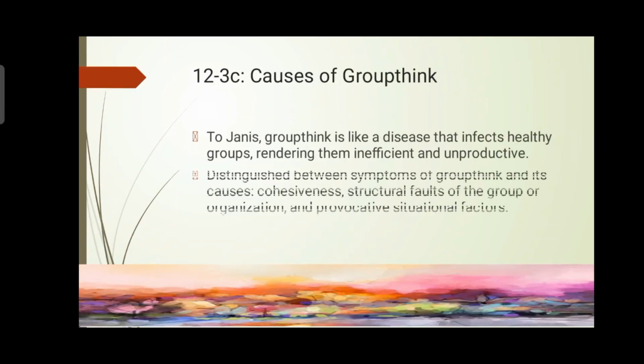So, Causes of Groupthink. Groupthink occurs when a very important decision is made in a stressful situation and when the stakes are potentially very high. But to Janis, groupthink is like a disease that infects healthy groups, rendering them inefficient and unproductive. The symptoms of this disease signal the group's decline, but they are not the root causes of groupthink. These processes contribute to poor judgment, but Janis in 1987 distinguished between symptoms of groupthink and its causes: the cohesiveness, structural faults of the group or organization, and provocative situational factors.